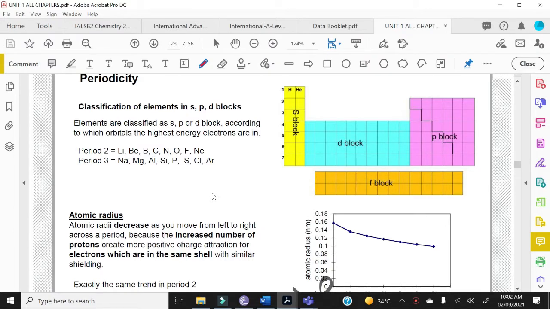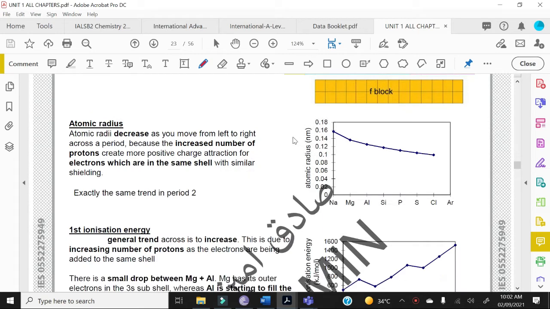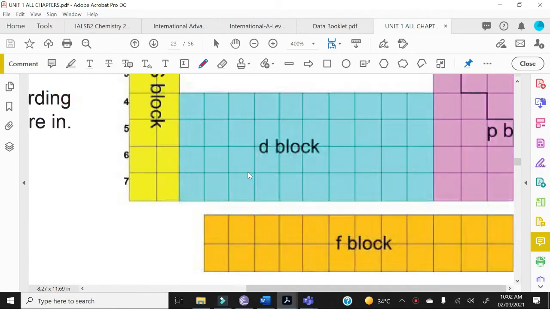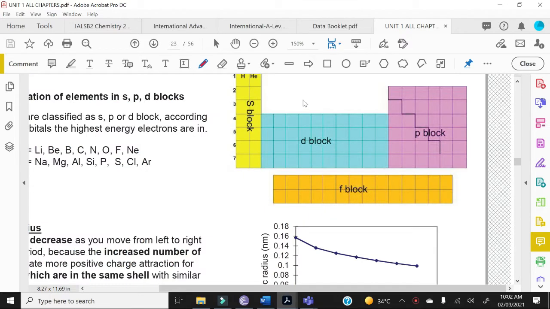About atomic radius yesterday. We talked about periodicity yesterday. Okay. If you look into the periodic table, you will see that the periodic table is classified into 4 blocks here. From the configuration, you can talk about that, and those 4 blocks are the S block, this one, the D block, the P block, and the F block. Okay, these are the blocks in the periodic table.